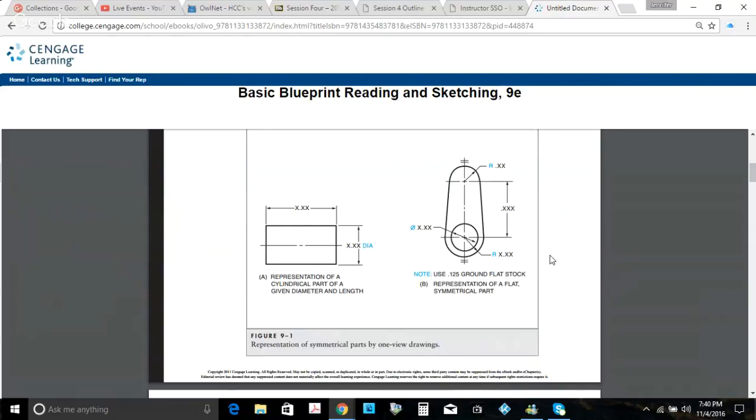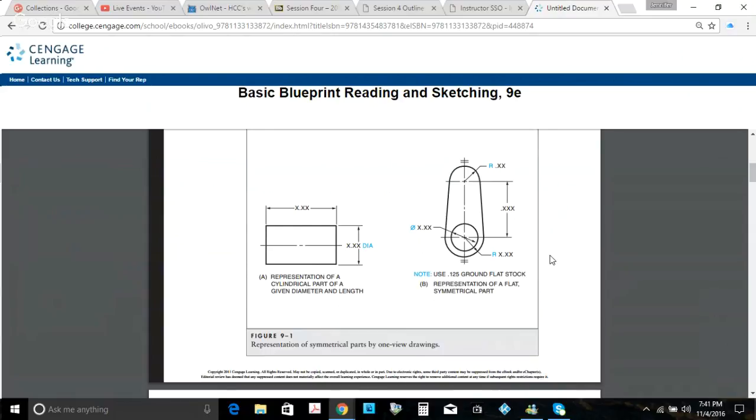So remember that, and you'll be presented a view. You'll be presented an item, and the part will be presented as symmetrical, and you will have to sketch in all the required lines and elements to make that a symmetrical part.